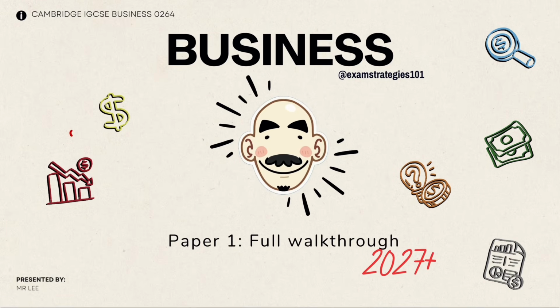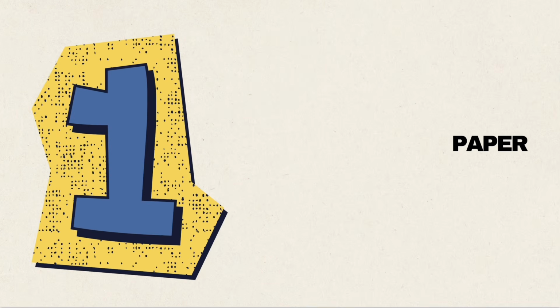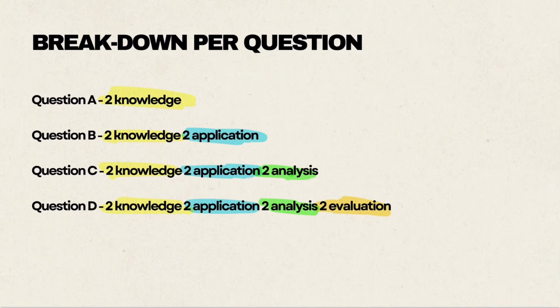In this video, I'm going to be guiding you on how to get full marks for Paper 1 for IGCSE Business 0264. Here is the breakdown per question for Paper 1. Please note that I have color-coded all of my answers for the rest of this video. Yellow is for knowledge, blue is for application, green is for analysis, and orange is for evaluation.